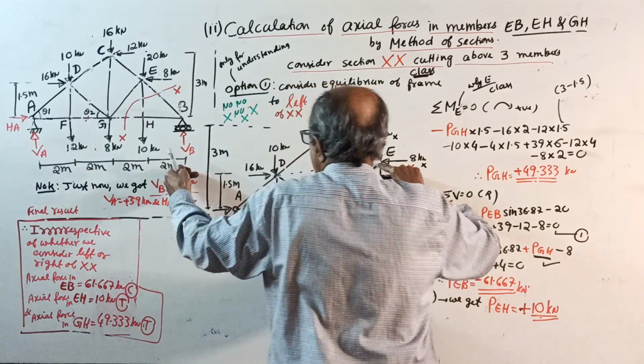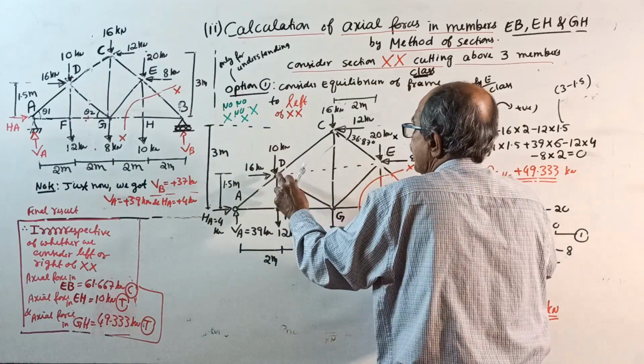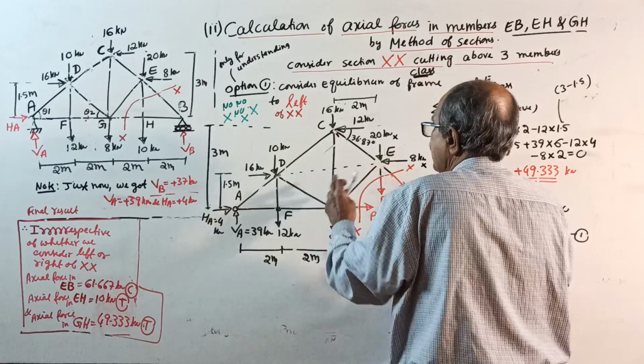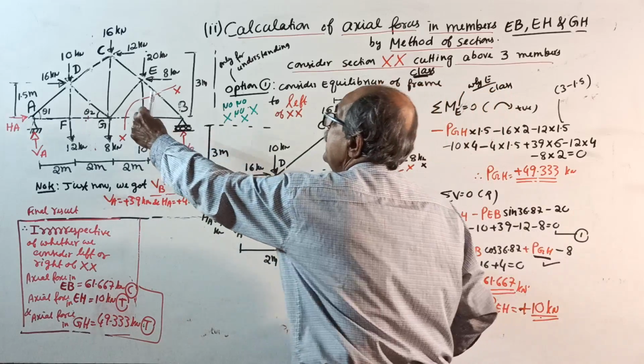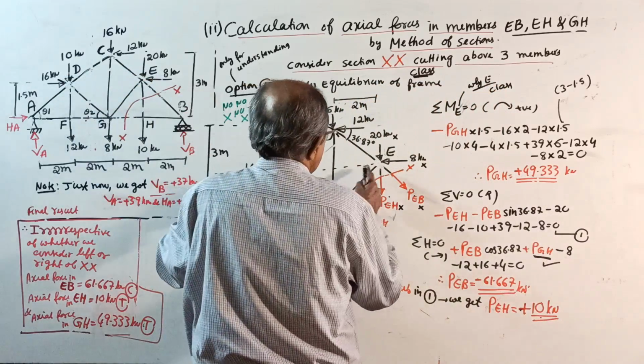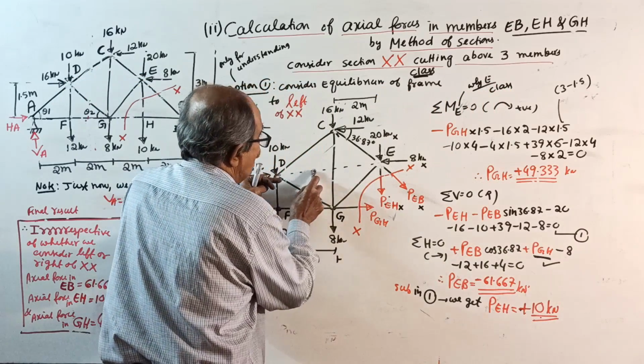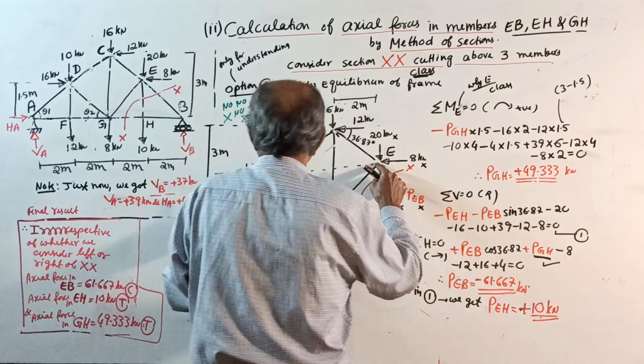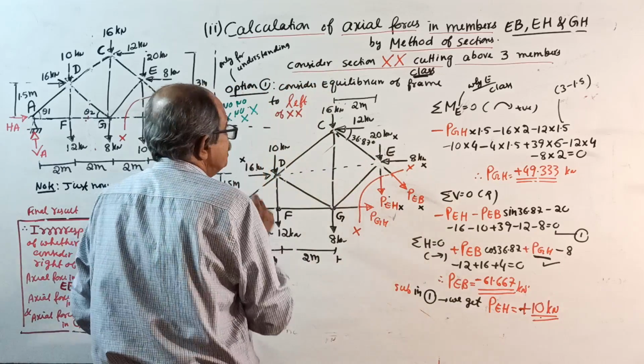Actually, the sketch is slightly not correct. It should show both are at the same level, but it is slightly tilted. Anyway, you know it. D and E are at the same level, so it is a straight horizontal line. Even that 16 also into 0.